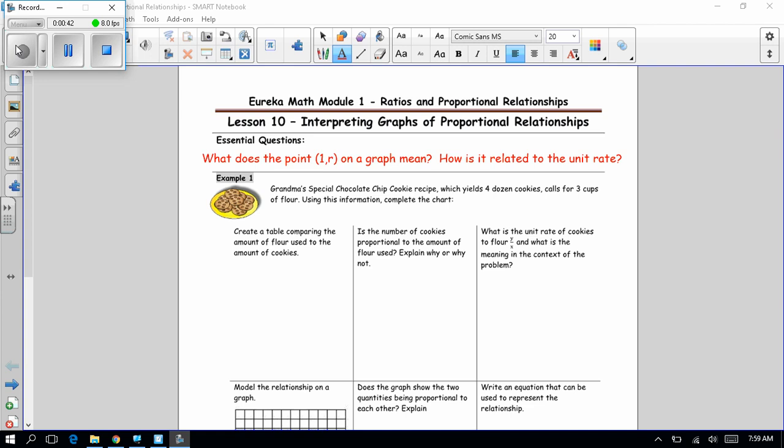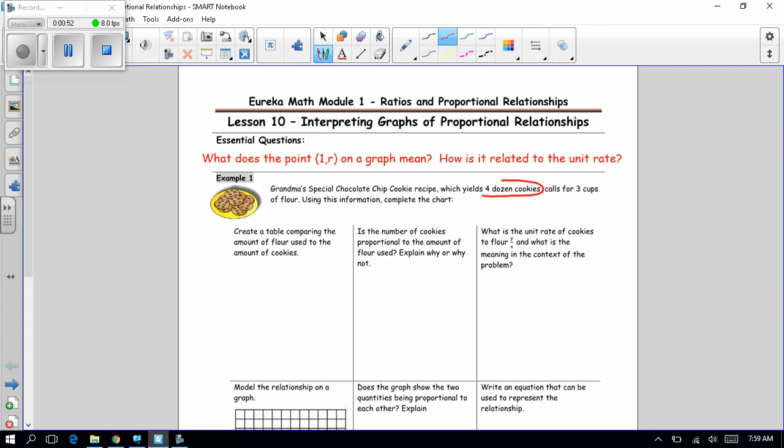All right, example 1. Grandma's special chocolate chip cookie recipe, which yields 4 dozen cookies. I'm going to circle that. That seems like it might be important to me. 4 dozen cookies for 3 cups of flour. Use this information to complete the chart. We're going to fill in this whole section here. Create a table comparing the amount of flour used to the amount of cookies.